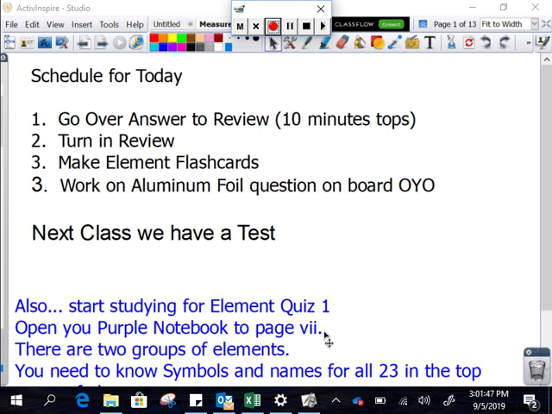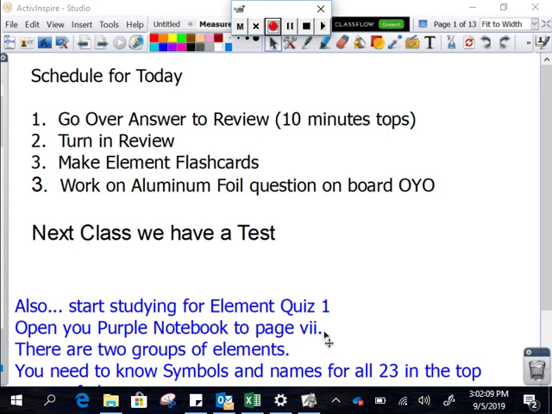If you look on page VII, there are 2 groups of elements. What does the first group start with and end with? Starts with aluminum, ends with antimony. I just want to make sure people see the boundaries. It goes from aluminum to antimony, right?